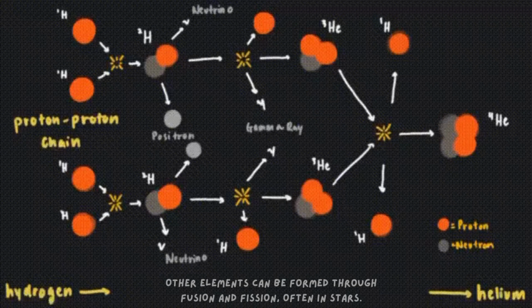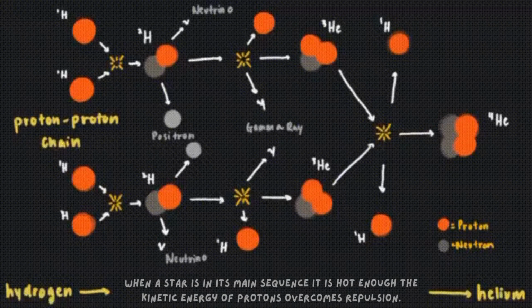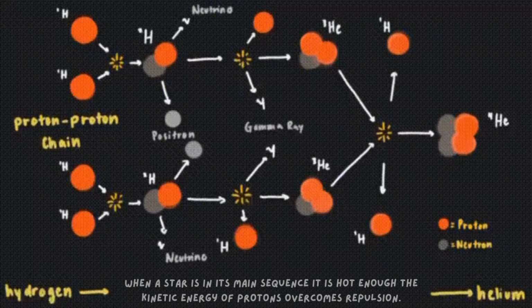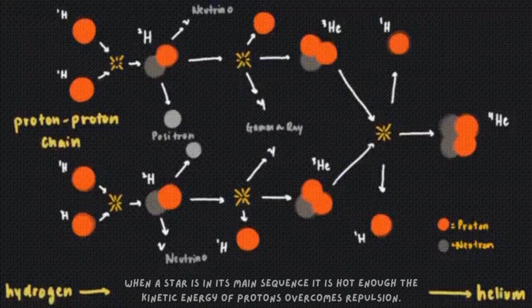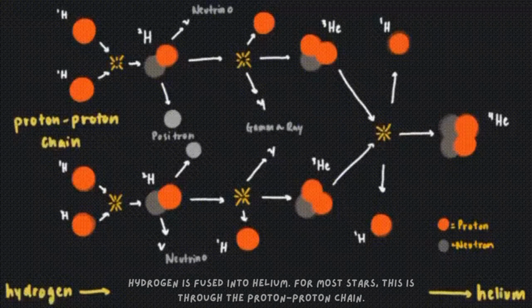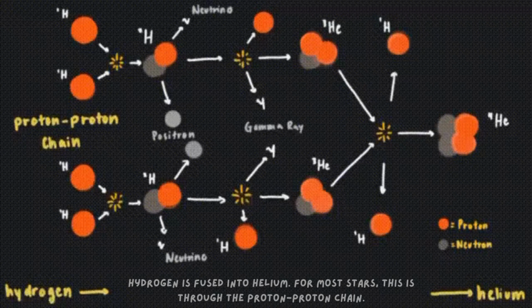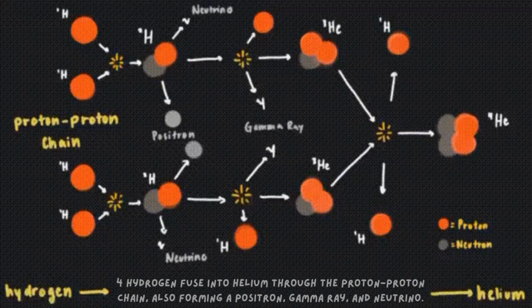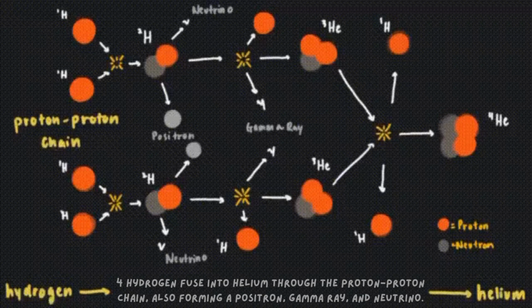When a star is in its main sequence, it is hot enough that the kinetic energy of the protons of its hydrogen atoms can overcome their electrostatic repulsion, so hydrogen is fused into helium. For most stars, this is through the proton-proton chain, a series of thermonuclear reactions occurring in low and mid-mass stars like our own Sun. In the proton-proton chain, 4 hydrogen nuclei fuse into helium, also forming a positron, gamma ray, and neutrino.